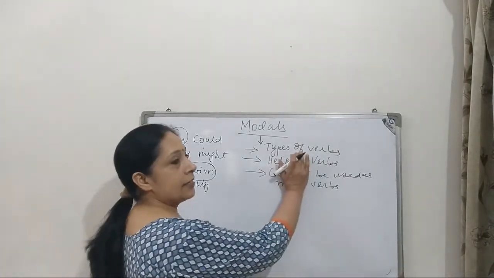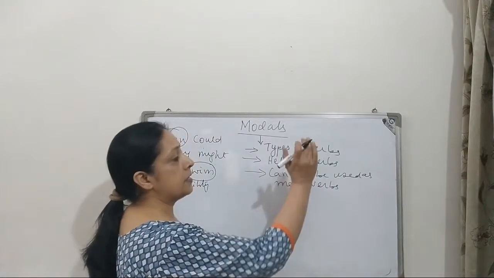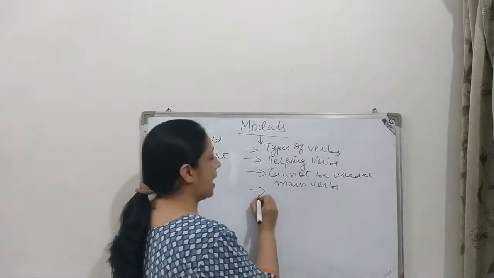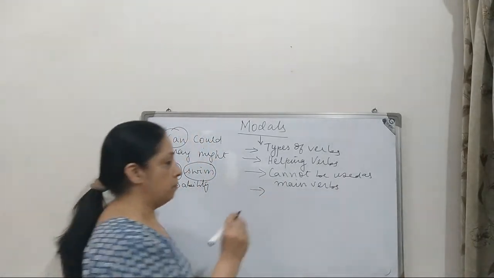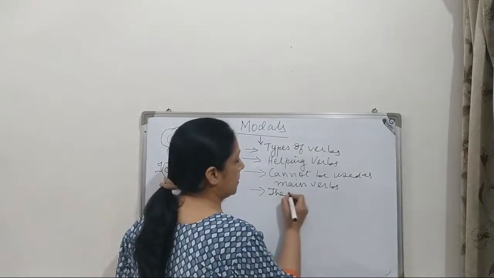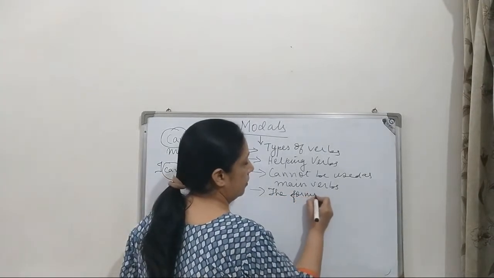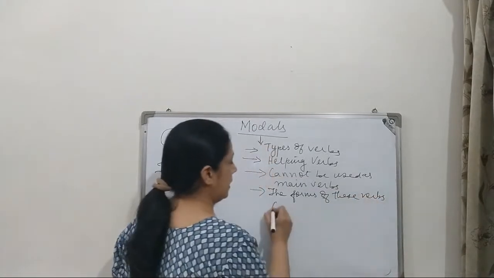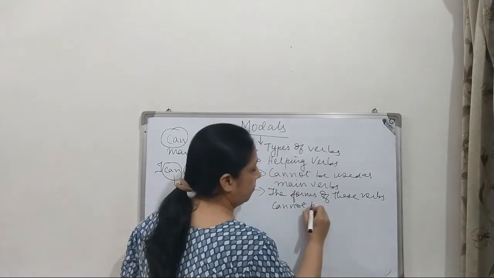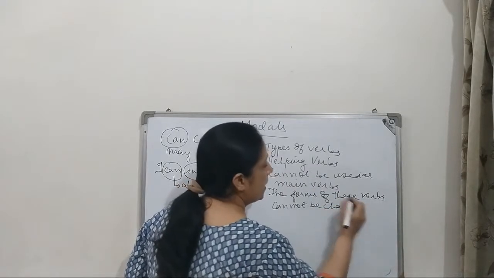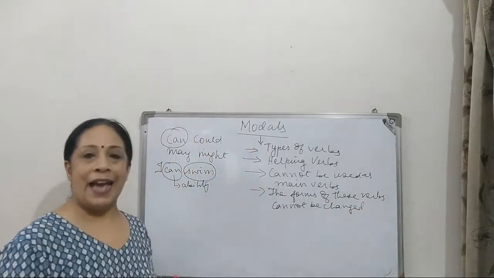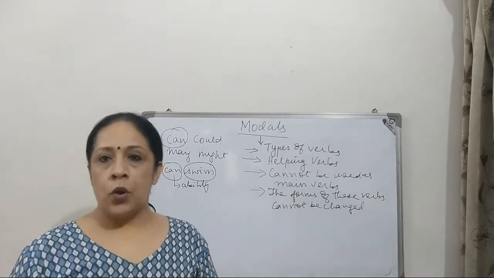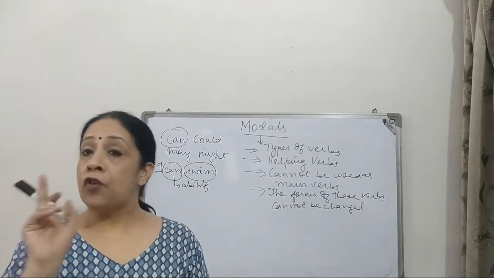So they are types of verbs, they are helping verbs, they cannot be used as main verbs, and the last thing is that we cannot change their forms. The forms of these verbs cannot be changed. We can make them negative by using not, so it becomes cannot, might not, mustn't, but the forms cannot be changed.